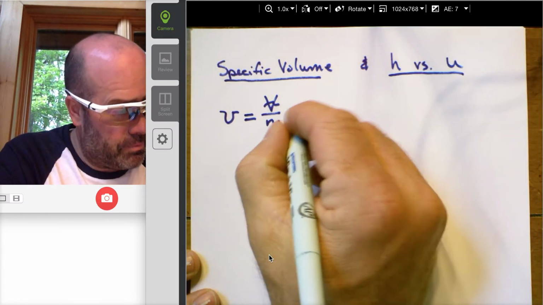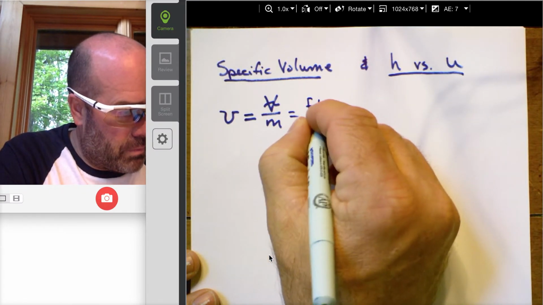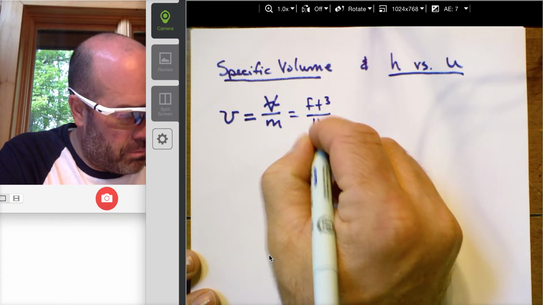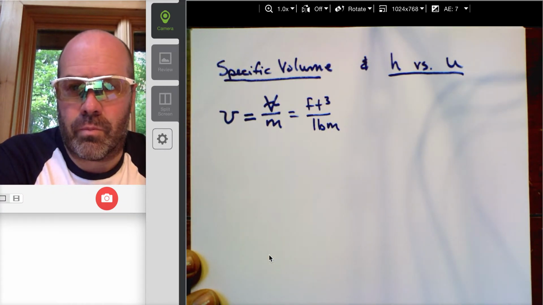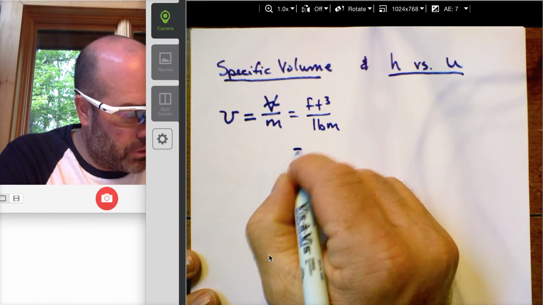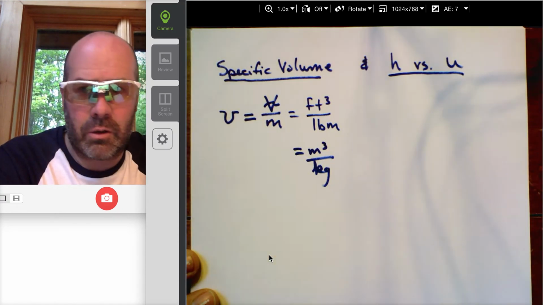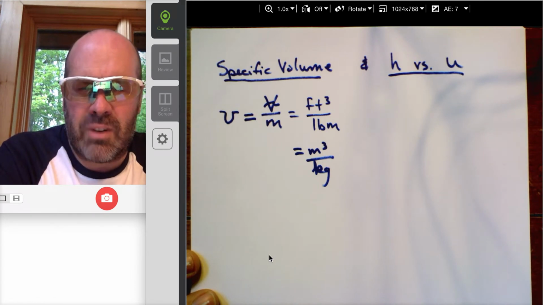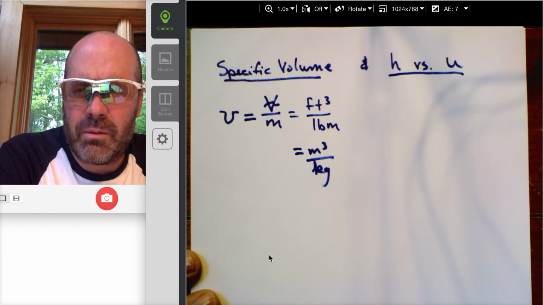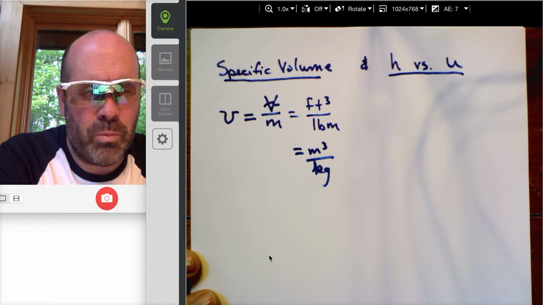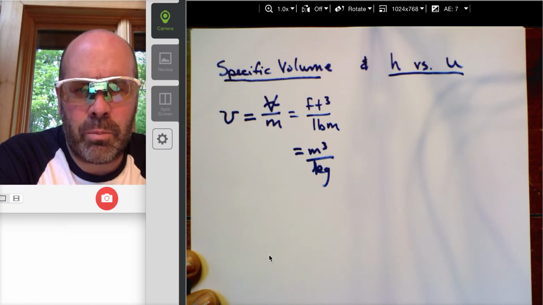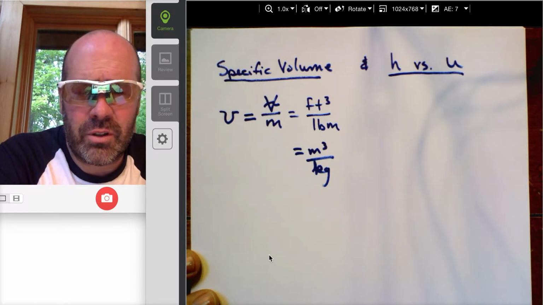Units: feet cubed per pound. Want to go a little metric on us? Meters cubed per kilogram. Does that look familiar? Feet cubed per pound mass. Volume per unit mass. Yeah, it kind of does.